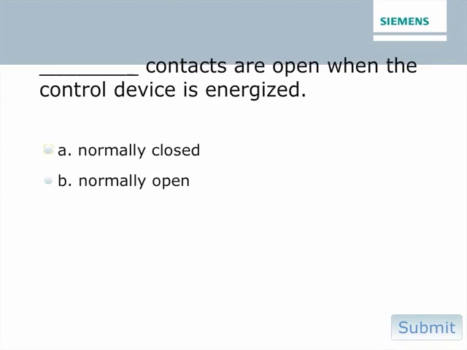Question 3. Blank contacts are open when the control device is energized. Is it A, normally closed, or B, normally open?